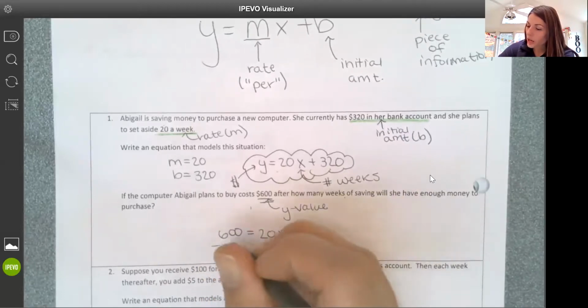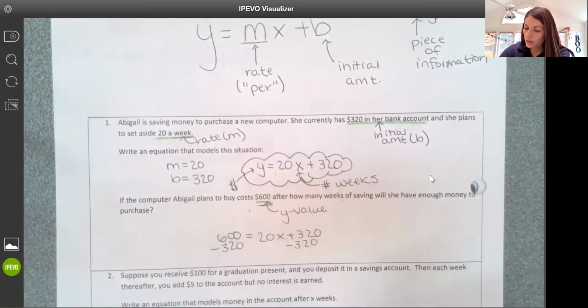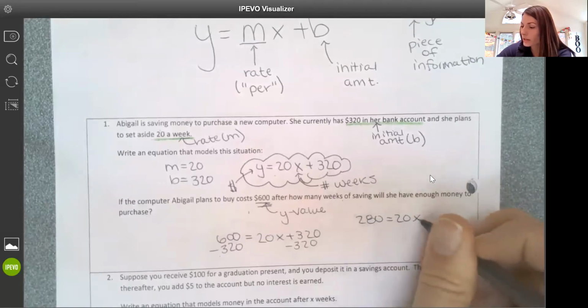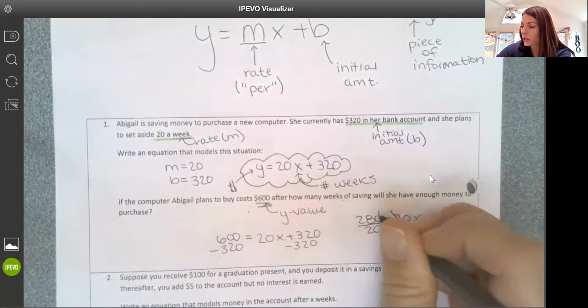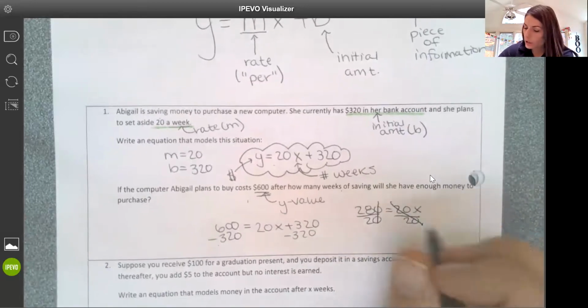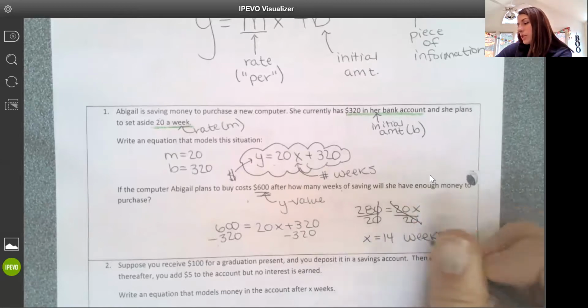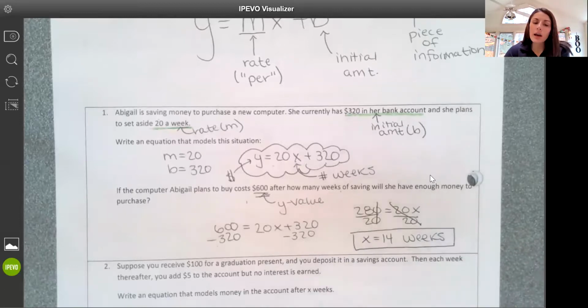And then I can solve for x, so I subtract 320. 600 subtract 320 gives me 280 equals 20x. Then I divide by 20. Cancel out those zeros. 28 divided by 2 gives me 14 weeks. After 14 weeks of saving, Abigail will have enough money in her account to purchase the computer.